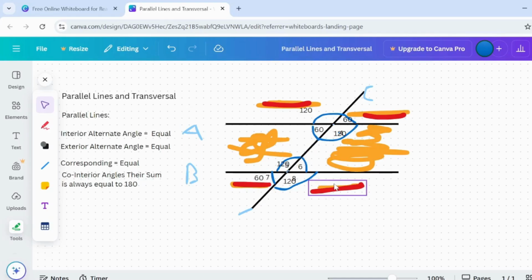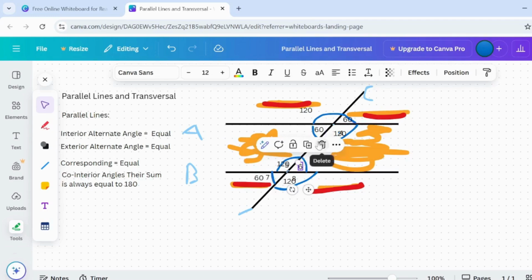You can find angle 6 in two ways. One is by using the corresponding angle method, and the second is using the co-interior method. First, let me explain the corresponding method. Here, angle 60 is corresponding to angle 6. One is exterior and one is interior, like this. So angle 6 is 60 degrees. Let me just write it over here. Yeah, 60 degrees.